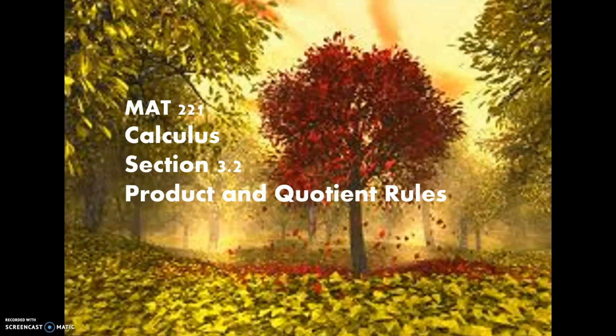So we have some rules so far talking about how to take a derivative using these shortcut rules. So today we'll add two more rules of how to deal with functions that are the product of two functions and functions that are the quotient of two functions.